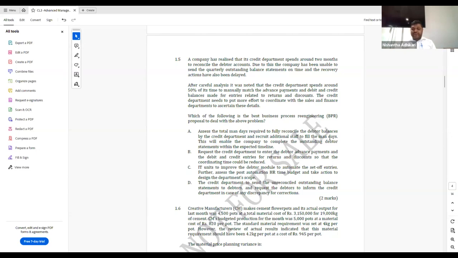We'll look at D as well. The credit department to send the unreconciled outstanding balance statement to debtors. You can't. If it is unreconciled, you can't send the unreconciled balance to customers. That is totally out. The answer should be C. IT, you need to improve or automate the processes. That should have been done. You can consider that.